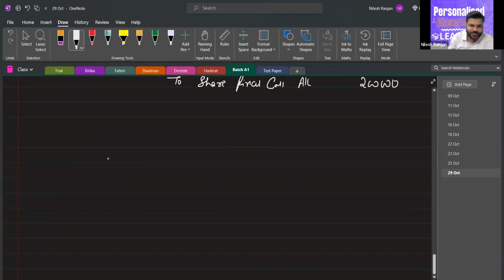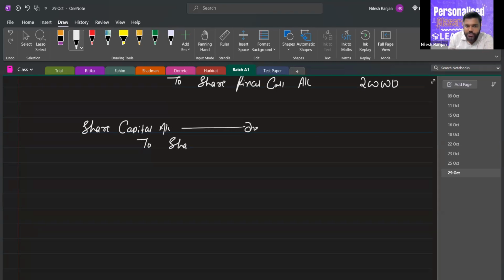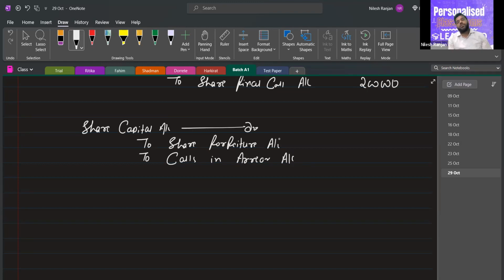Now the forfeiture entry. The forfeiture entry will be share capital account debit to share forfeiture account, and to calls in arrear only, because the calls in arrear account is open. So we don't have to write any call names here. Now, we have forfeited 2,000 shares, 1,200 of Rishabh and 800 of Sudha. So total 2,000 shares are forfeited. So 2,000 into 10, that is 20,000.